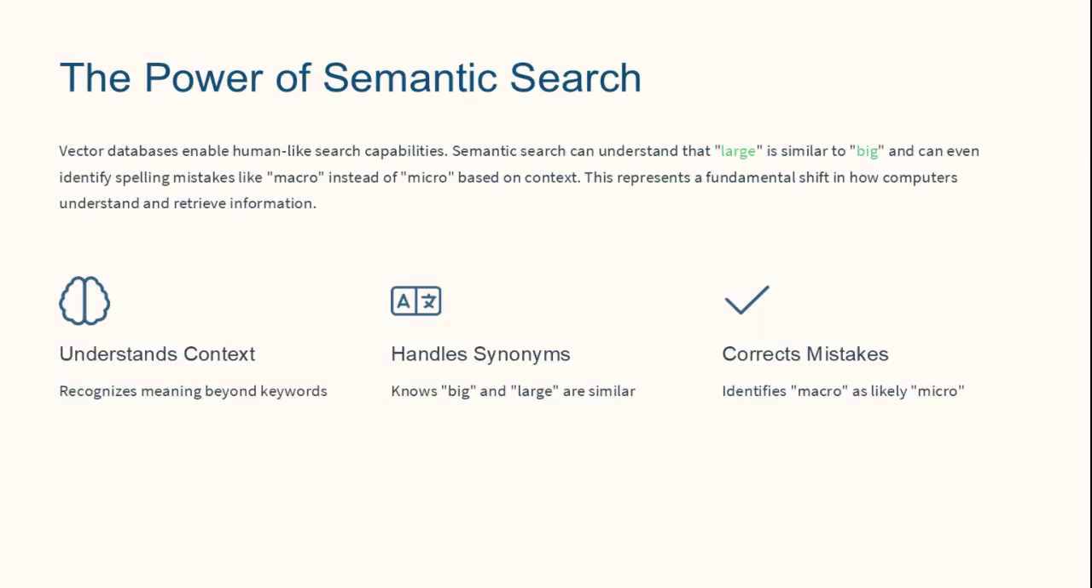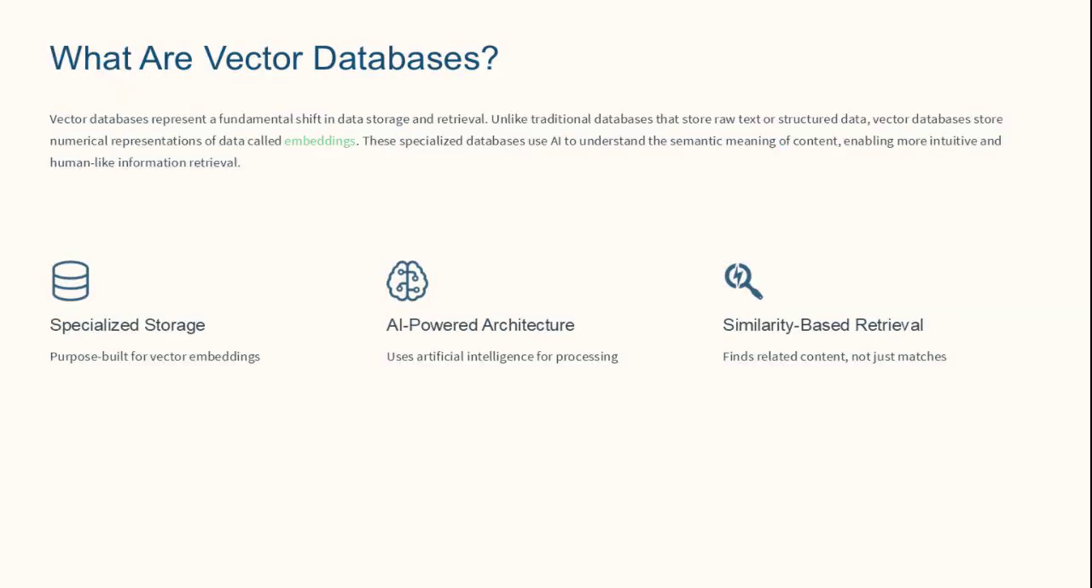Vector databases enable human-like search capabilities. Semantic search can understand that large is similar to big and can even identify spelling mistakes like macro instead of micro based on context. This represents a fundamental shift in how computers understand and retrieve information.